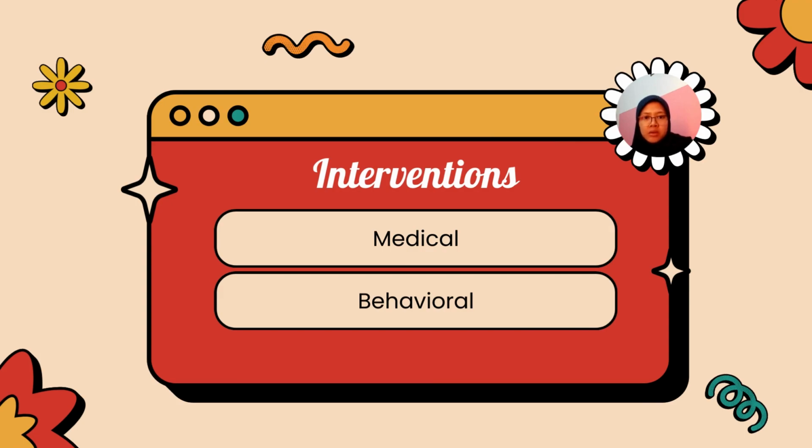ADHD cannot be cured so that it is stopped completely, but treatment can help to control the symptoms and improve the child's functioning in everyday life at home and at school. A treatment plan needs to be assessed by a specialist, and carrying out the treatment plan requires good communication and teamwork between doctors, parents, and school teachers. Some interventions for treating ADHD are, firstly, medication, and secondly, behavioral management.